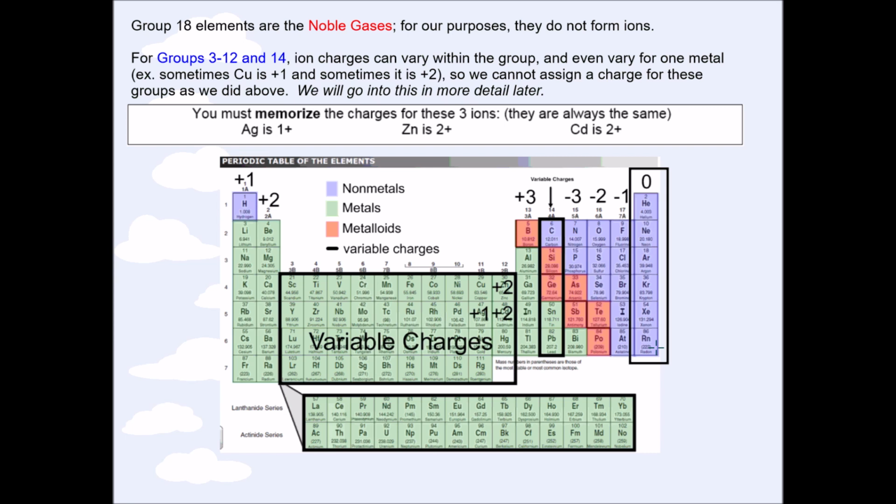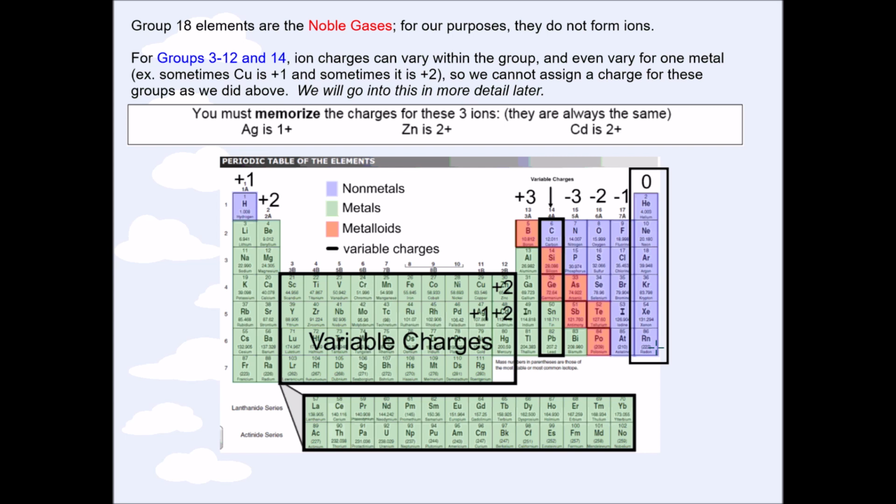From groups 3 through 12 and 14, ion charges can vary within the group and even vary for one metal. For example, sometimes copper is +1 and sometimes it is +2. So we cannot assign a charge for these groups as we did above. We will go into this in more detail later. However, you must memorize the charges for these 3 ions. They will always be the same and you are expected to know them for this class.